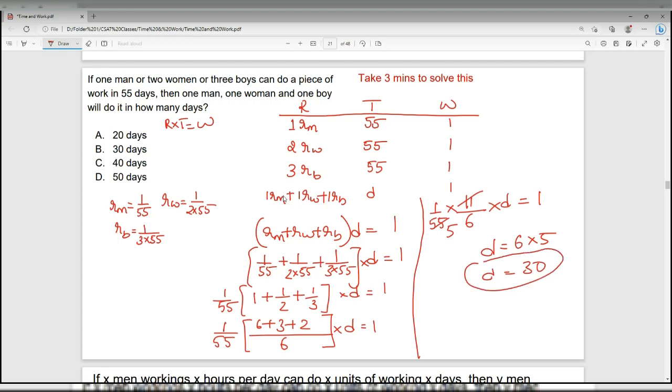So if all the three people, that is one man, one woman, and one boy, work together, they'll take 30 days to complete the work. So the answer choice is B.